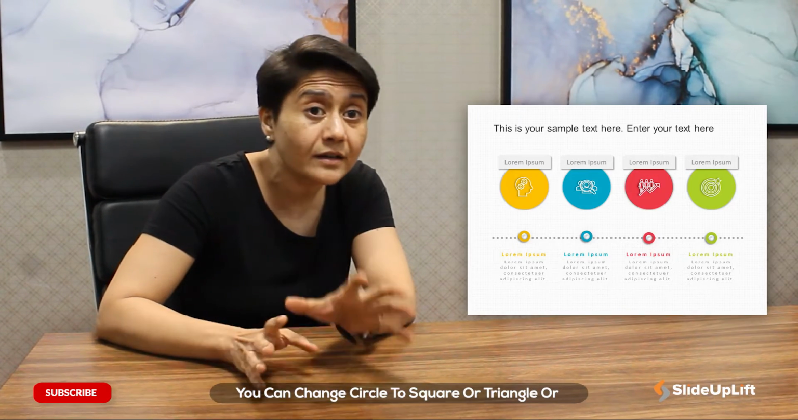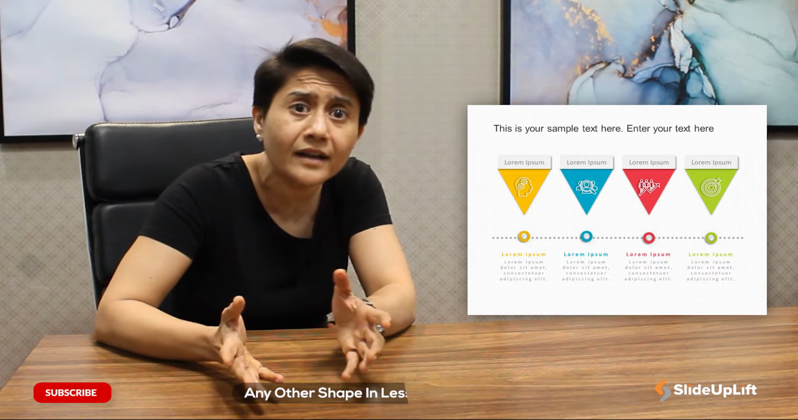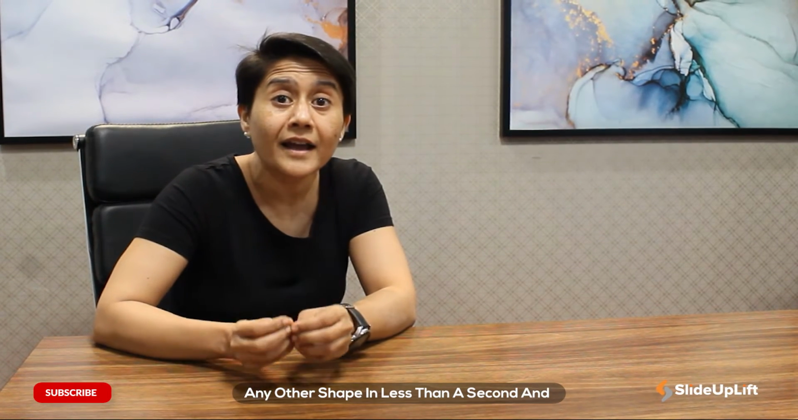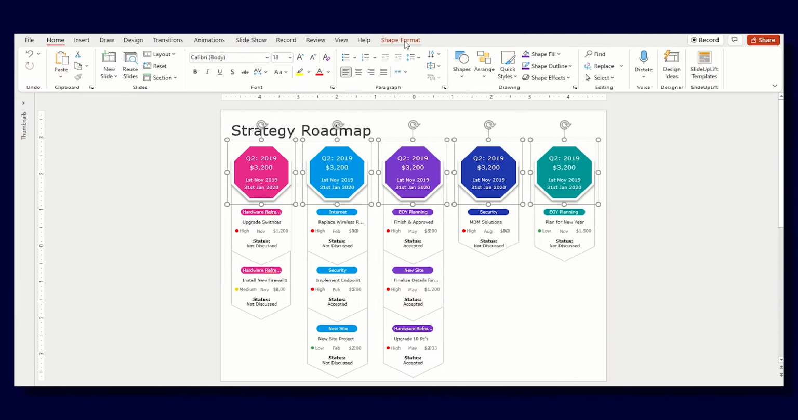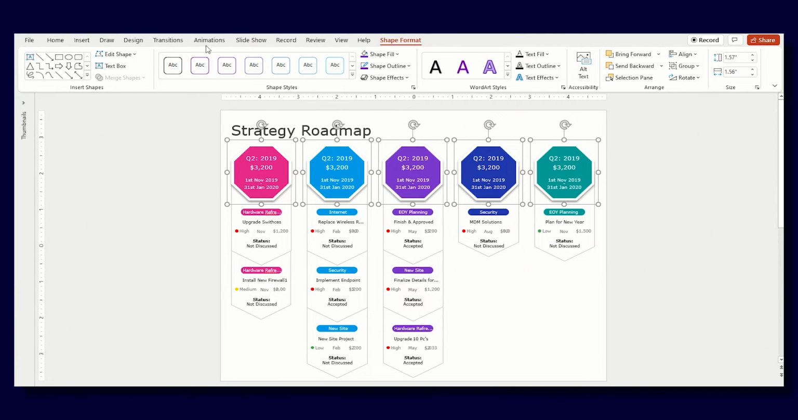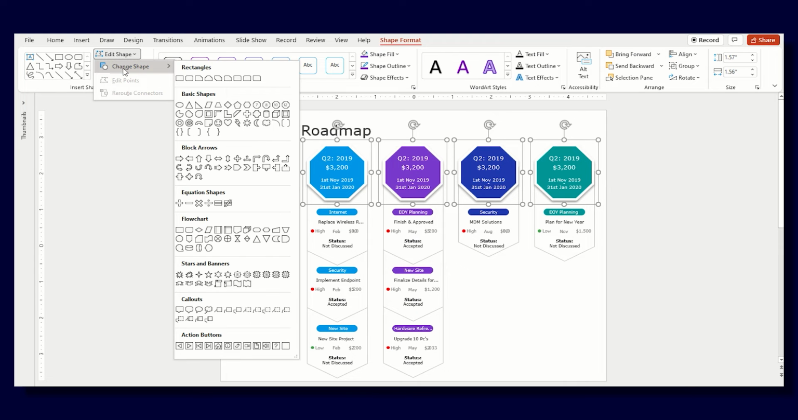You can change circle to square or triangle or any other shape in less than a second and see if your content fits better there. So how it works is very simple. You select the shape you want to change, then go to Format Shape. In Format Shape, go to Edit Shape and choose Change Shape.